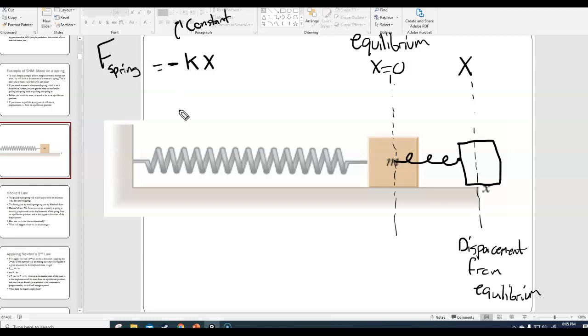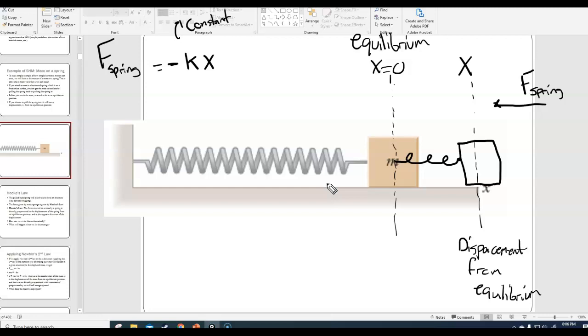And so we need to add a minus sign here to indicate the direction. In other words, when x is positive, like here in this picture, where it's being pulled out to the right, the spring force would be going in the opposite direction. So the way I've drawn this, the spring force would be going to the left. If I had pushed the spring in instead, then the displacement would be to the left and the spring force would be to the right. In other words, the spring force is always pointing towards equilibrium.